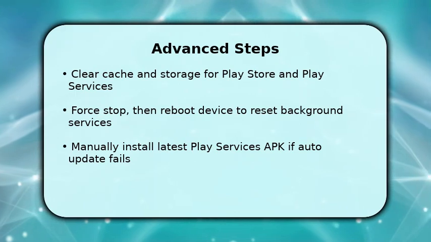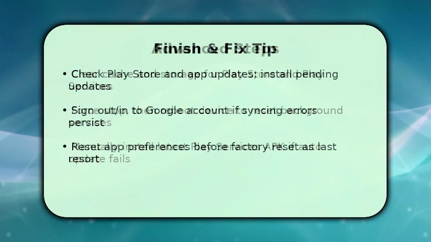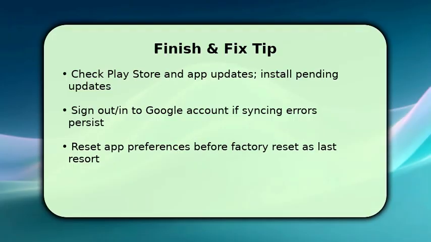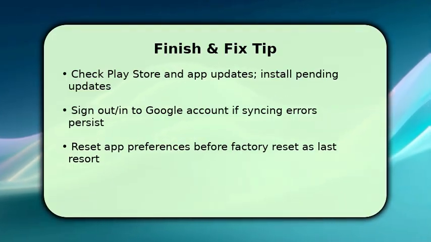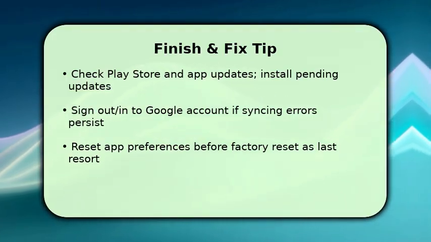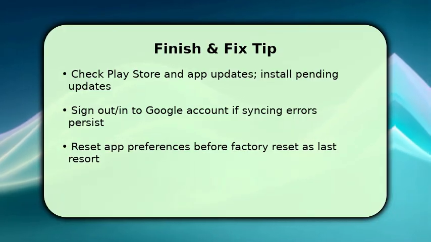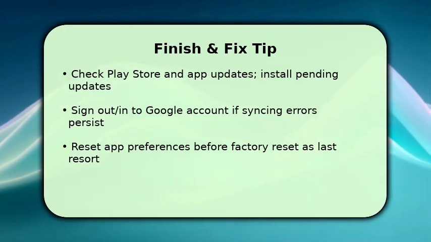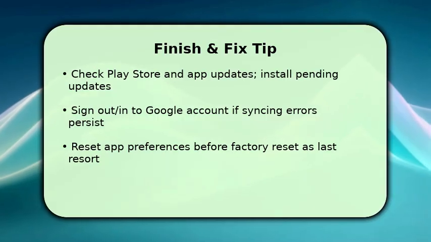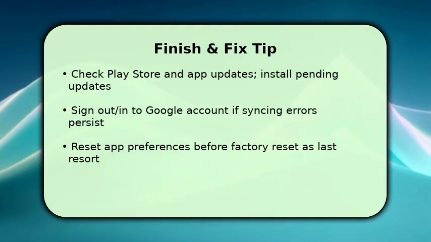You finish by opening Play Store, checking My Apps and Games, and installing pending updates so dependent apps get compatible libraries. If you still see errors, sign out of your Google account, reboot, and sign back in to re-establish sync tokens. Make sure to reset app preferences if permissions or disabled apps block services.